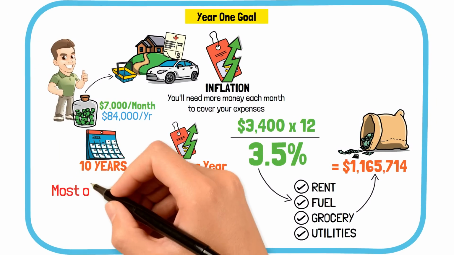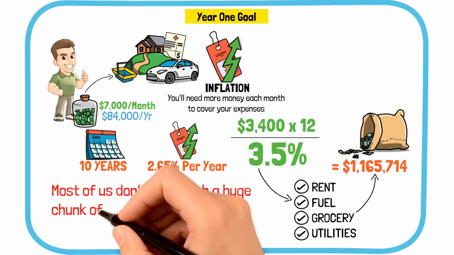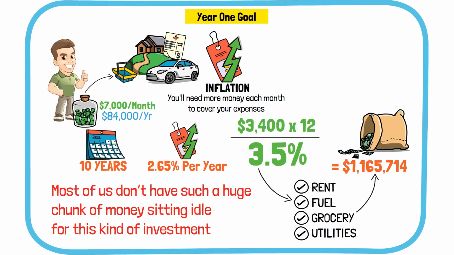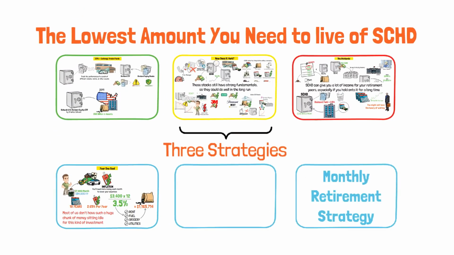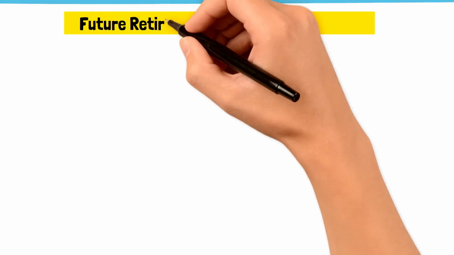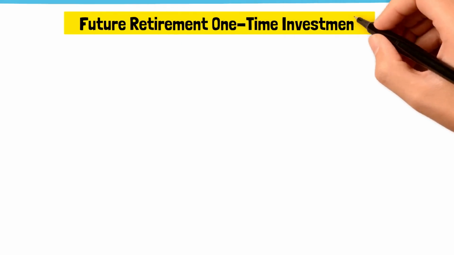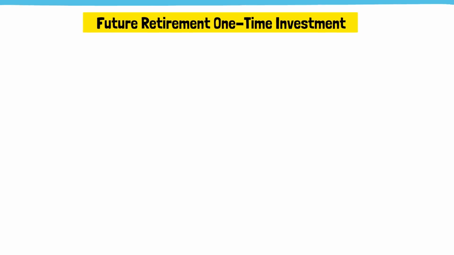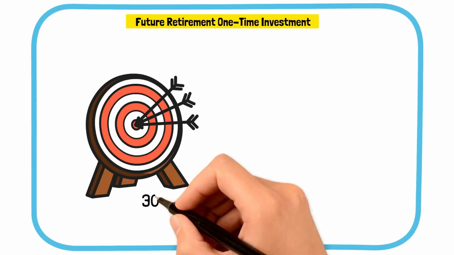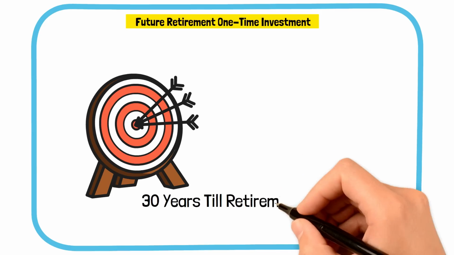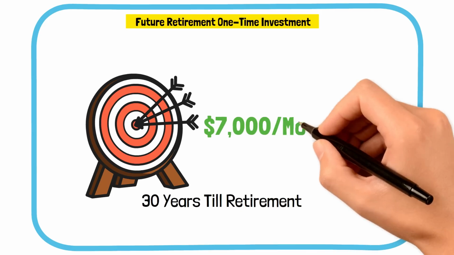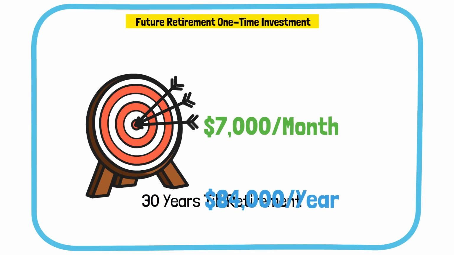But let's be honest, most of us don't have such a huge chunk of money sitting idle for this type of investment. However, we can compensate for the time it requires, and this is where strategy 2 comes in, which we're going to call Future Retirement One-Time Investment Strategy. This is the lowest one-time investment you need to retire in the future. Let's say you have 30 years until retirement. In that case, our target will be $7,000 each month or $84,000 annually.